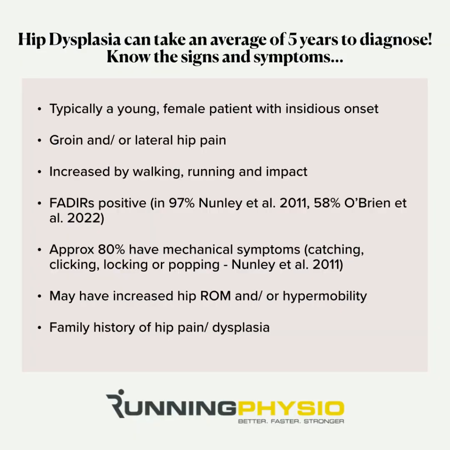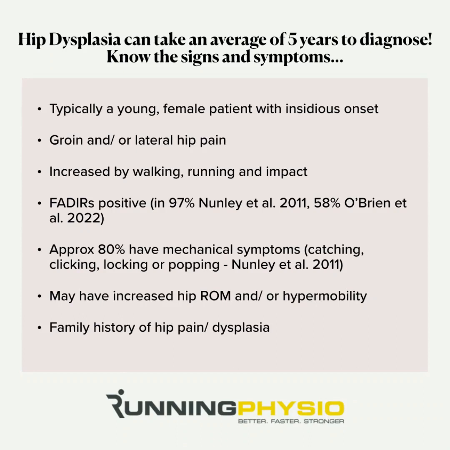Hip dysplasia is often missed. It can take an average of 5 years to diagnose, and people often see 3 clinicians before someone suspects diagnosis. So the key signs and symptoms of hip dysplasia: it's typically a young female patient that describes an insidious onset, often with groin and/or lateral hip pain. It's usually aggravated by walking, running and impact.